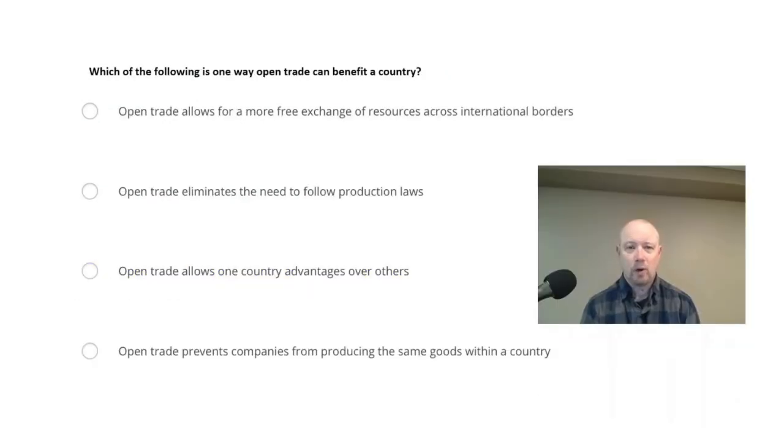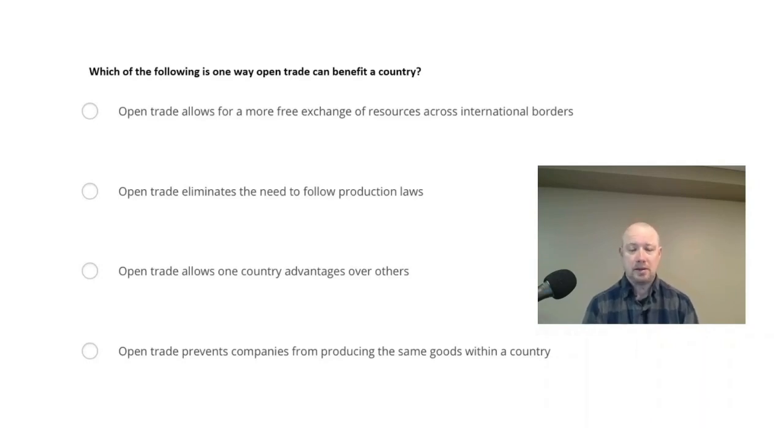Which of the following is one way open trade can benefit a country? Open trade allows for a more free exchange of resources across international borders. Open trade eliminates the need to follow production laws. Open trade allows one country advantages over others. Open trade prevents companies from producing the same goods within a country.